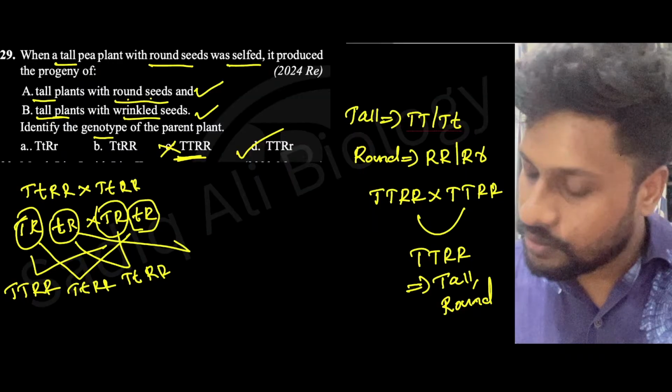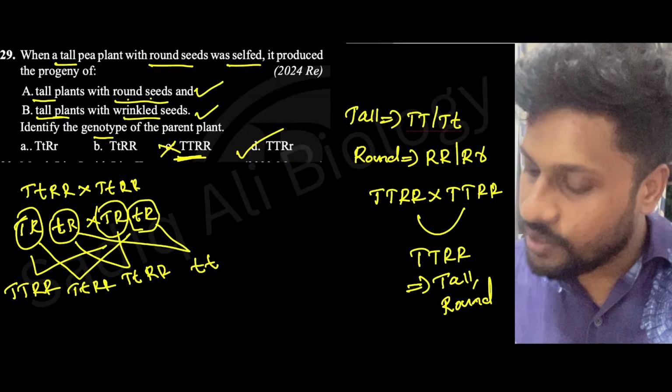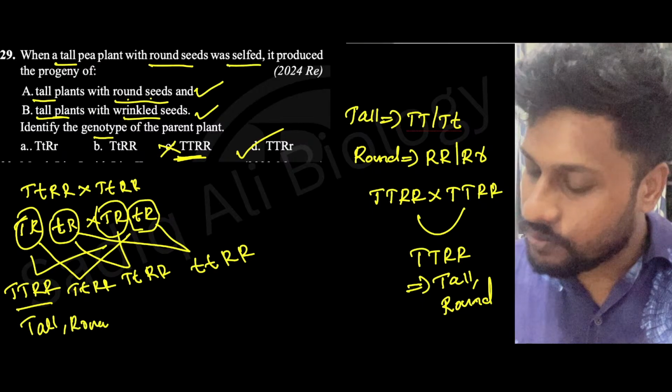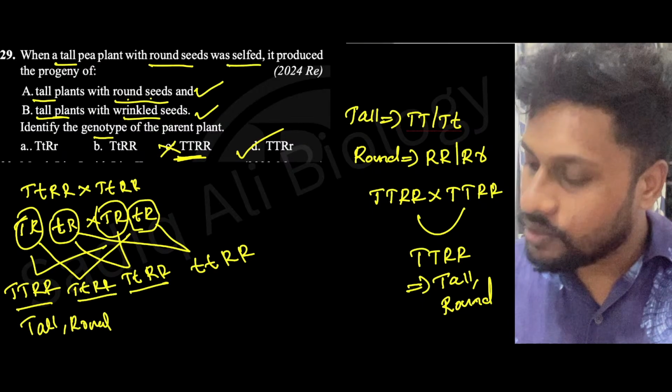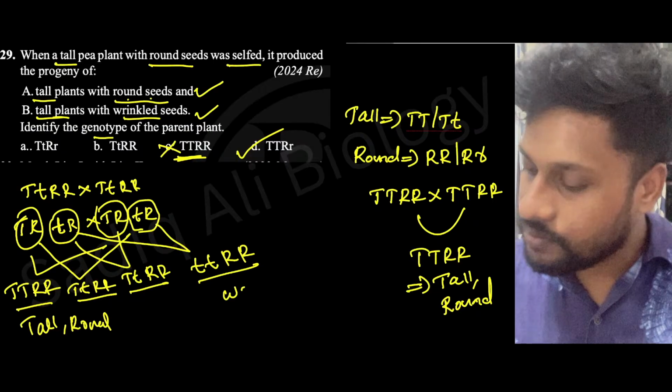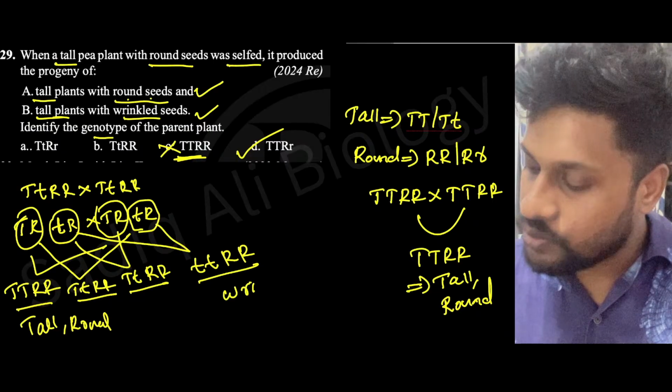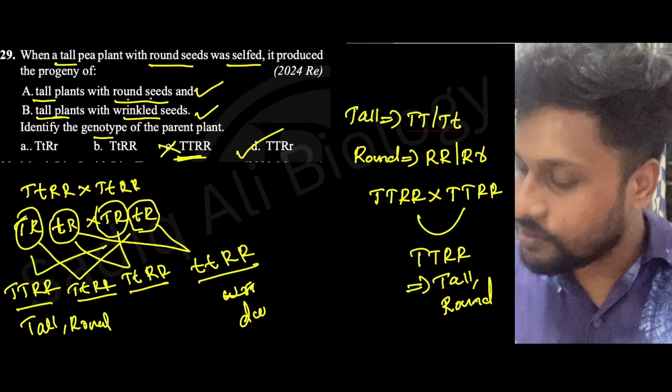Here, small t, capital R, capital R. See what we are getting? Tall, round. Here tall round, wrinkled round. Sorry, no, sorry, dwarf round.